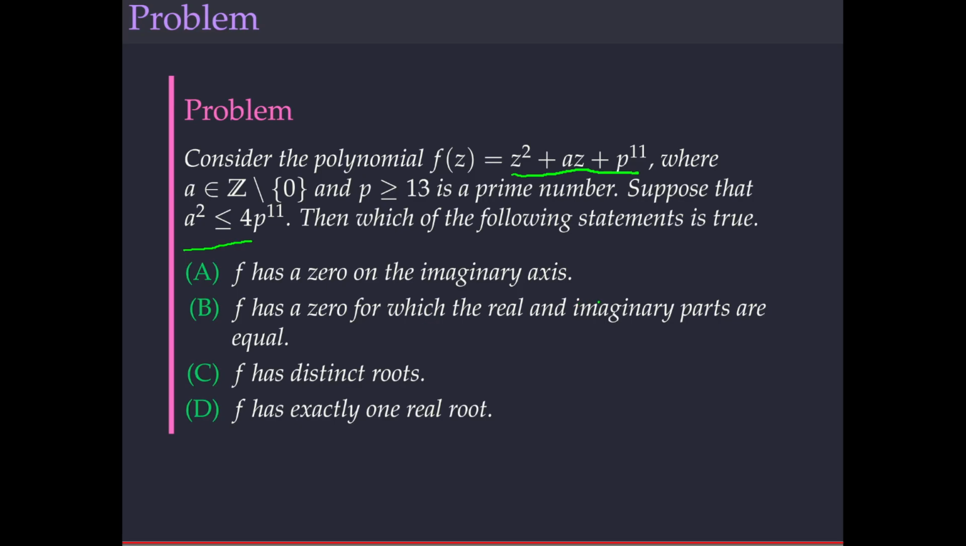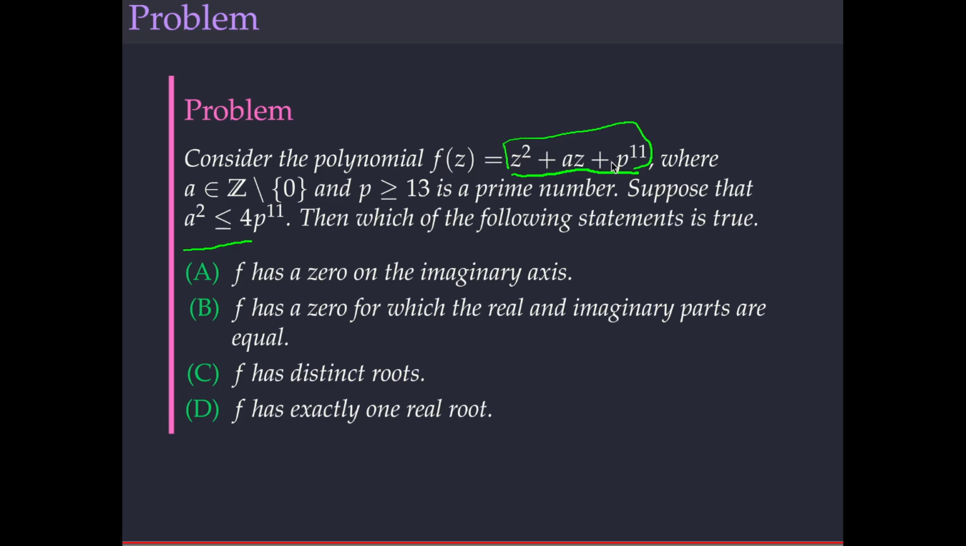F has a 0 on the imaginary axis. F has a 0 for which the real and imaginary parts are equal. F has distinct roots. And F has exactly one root. So you have been given a polynomial and we want to analyze the roots.